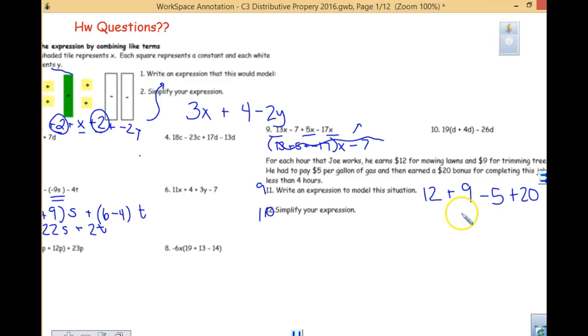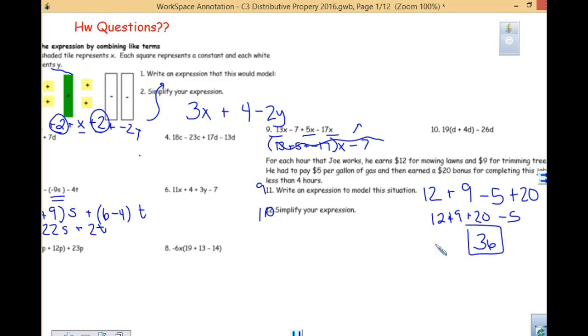So now if we are adding those together, I don't care. You can use the commutative property and rearrange it and add the 12 plus the 9 plus the 20 and then subtract 5. You can add all your positives and then subtract 5. Either way, as you do this, you should have an answer of $36.